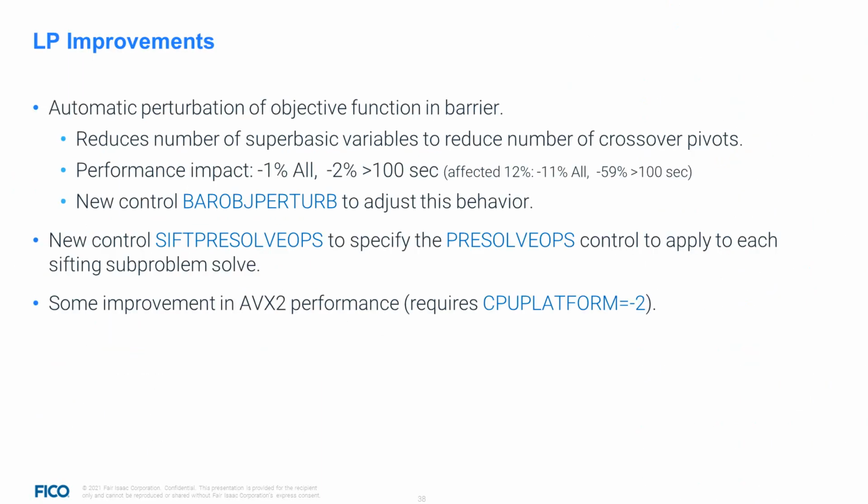This directly brings us to the topic of LP improvements. For the barrier algorithm, there's now the default option to perturb the objective function in order to push the barrier solution to one of the corner solutions. This hopefully reduces the number of super basic variables and consequently the number of pivots while performing crossover. On the overall set and on the hard instances, the improvement provided by this change is a modest 1 and 2% respectively. But by restricting the test sets to the affected instances, however, these values increase to 11 and 59% respectively.